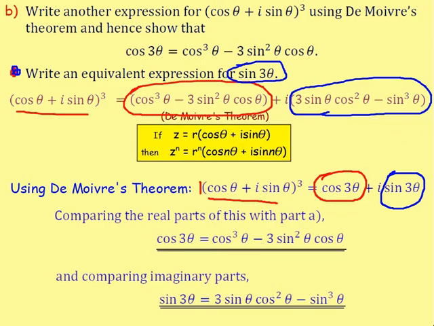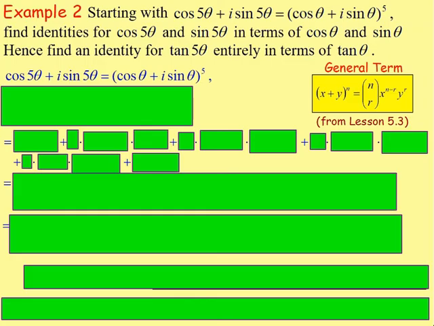Example 2, starting with cos 5 theta plus i sine 5 theta equals cos theta plus i sine theta all to the power of 5. Find identities for cos 5 theta and sine 5 theta in terms of cos and sine. And then hence find an identity for tan 5 theta entirely in terms of tan theta.